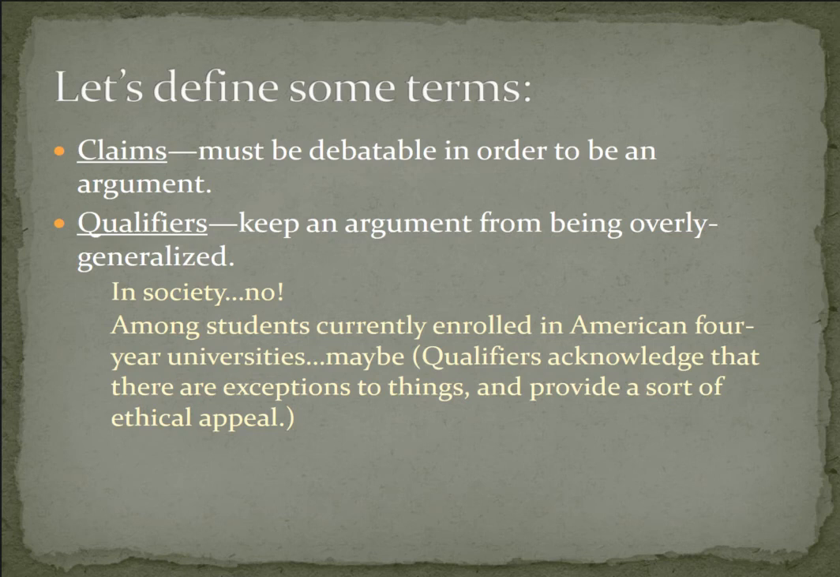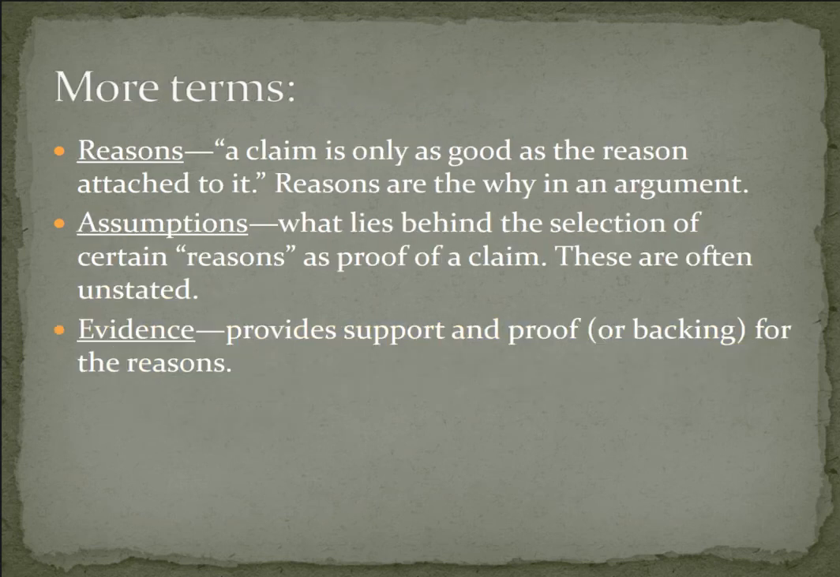The qualifiers acknowledge that there are exceptions to things, and they provide a sort of ethical appeal. So ethical appeals have to do with us coming across as aware and informed. And if we make blanket statements, we seem a little bit naive to the fact that there are always going to be exceptions to the claims that we make. More terms that can be useful to us.